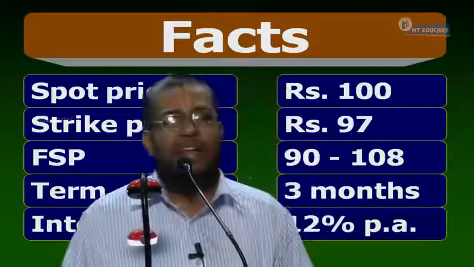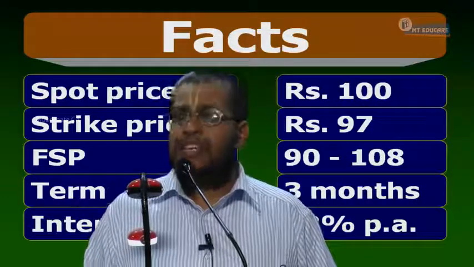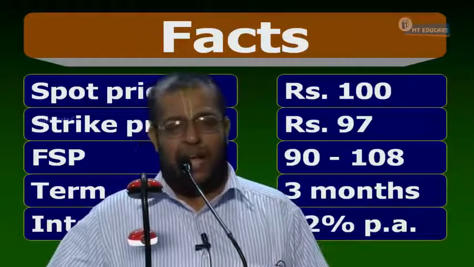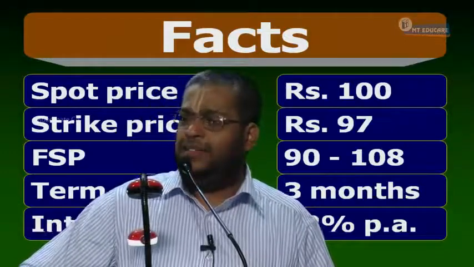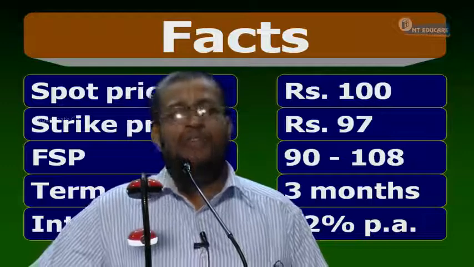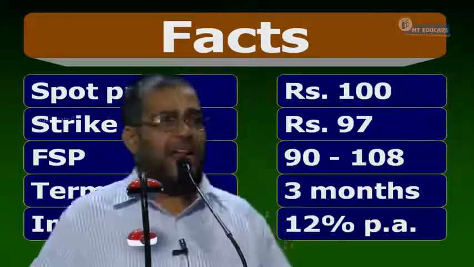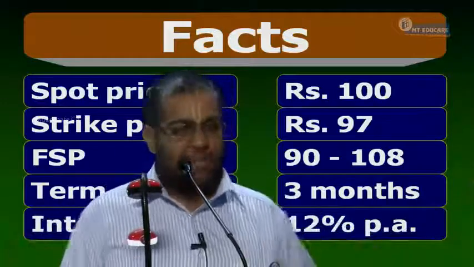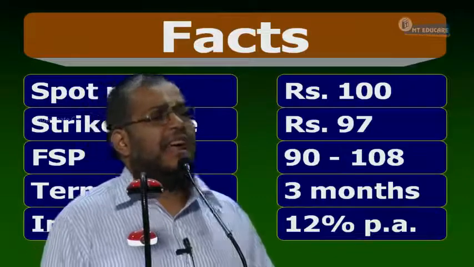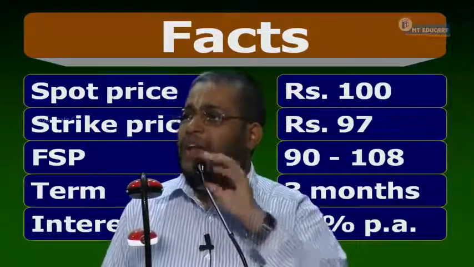What is the put call parity? VC plus present value of strike price is equal to VP plus VS. VC means value of the call today. VP means value of the put today. What is VS? Value of the share today. So all these three prices can be seen from the options and share market. Take those prices and put them into this equation. The equation should tally. If the equation doesn't tally, what happens? Arbitrage exists.